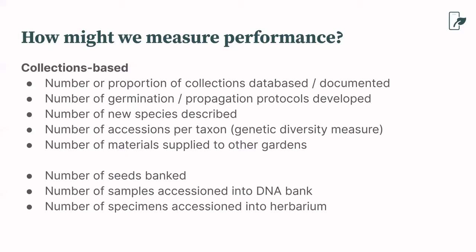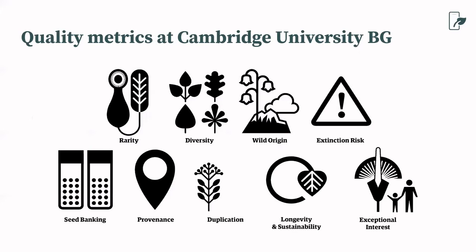I wanted to briefly mention the way Cambridge University Botanic Garden has looked at quality metrics. And I know if Pete's on the call, feel free to jump in, but it's an interesting solution to looking at how quality has been tackled at Cambridge's collections. There they have looked at these 9 different categories, and that is rarity.